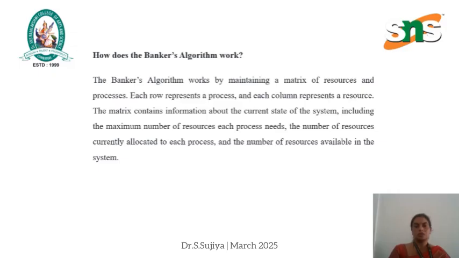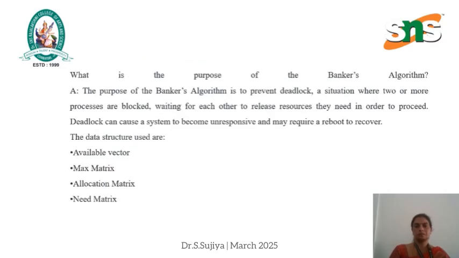Banker's algorithm actually works by maintaining a matrix of resources and processes. Each row represents a process and each column represents a resource, and the matrix contains information about the current state of the system, including the maximum number of resources each process needs, the number of resources currently allocated to each process, and the number of resources available in the system.